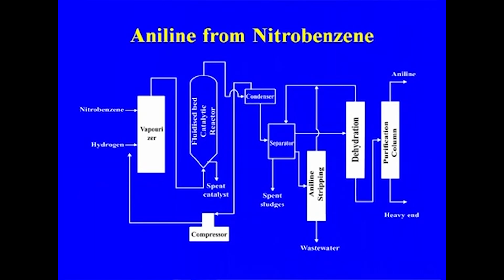This is the method for aniline manufacture. Nitrobenzene and hydrogen go to a vaporizer, and from the vaporizer to the catalytic reactor cum distillation column, where the reaction takes place. Then, after separation of the catalyst, it goes to separation of the aniline and the heavy end. This is the process we use for making aniline from the nitrobenzene route.